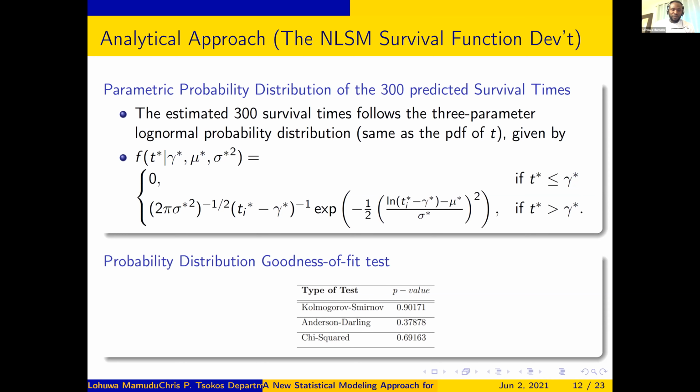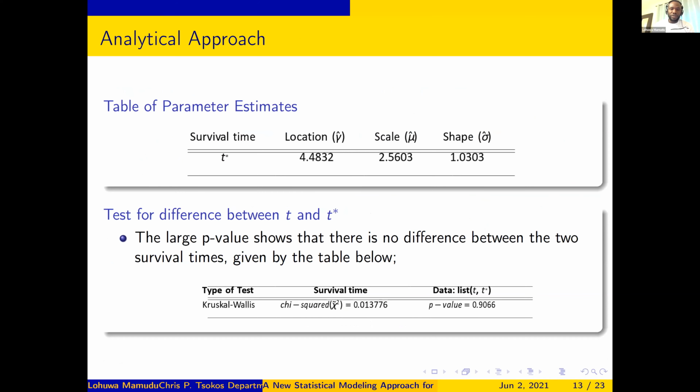Now, given that we've been able to find the distribution, we proceeded to the next stage of estimating the parameters within the distribution. We have the gamma, the mean, and the sigma, which are the location, the scale, and the shape parameter. These parameters were estimated using the maximum likelihood parameter estimation. Now, having estimated the parameters, we are able to make the prediction of T star.